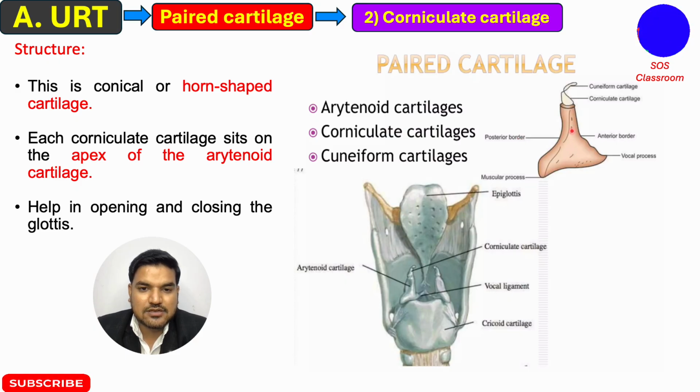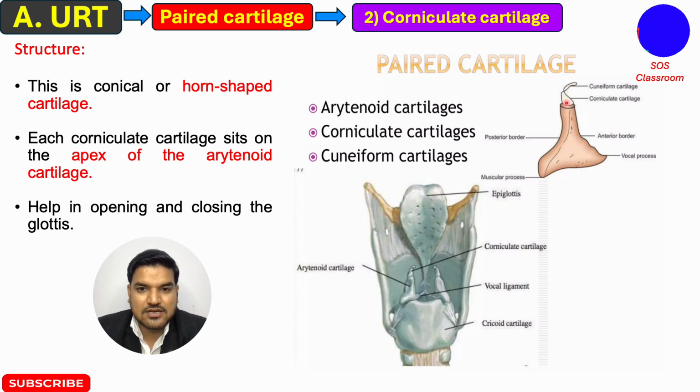Just above the arytenoid cartilage is the corniculate cartilage. The corniculate cartilage sits on the apex of the arytenoid cartilage. So this is the arytenoid cartilage, this is its base, and this is its apex. On the apex of the arytenoid cartilage is a cartilage called the corniculate cartilage. You can see here, this is the arytenoid and this is the corniculate cartilage.